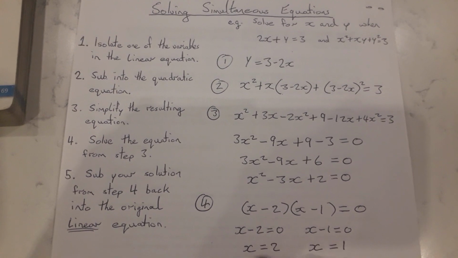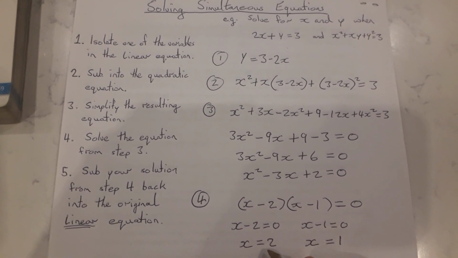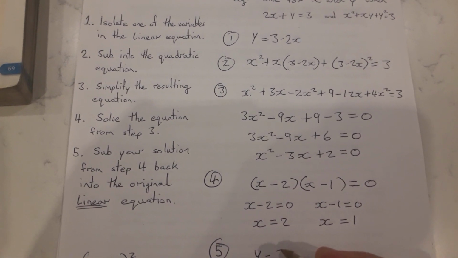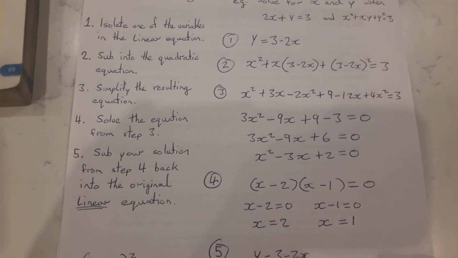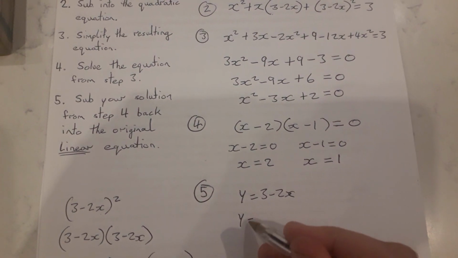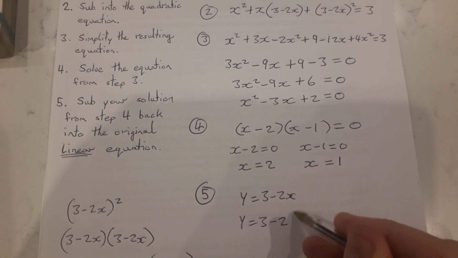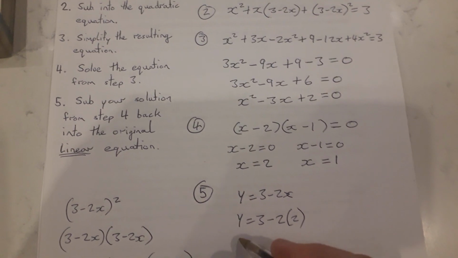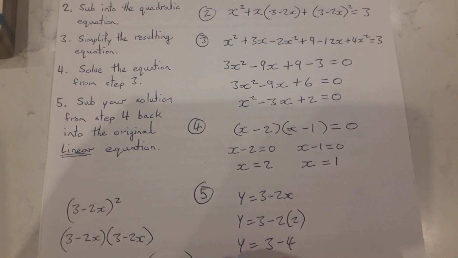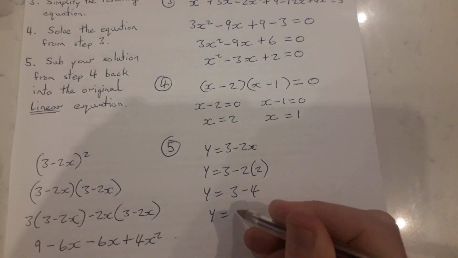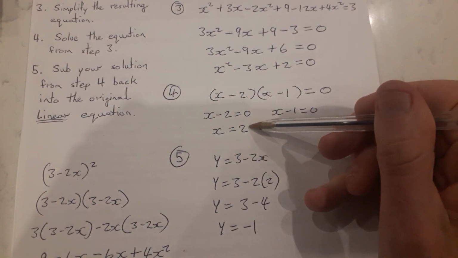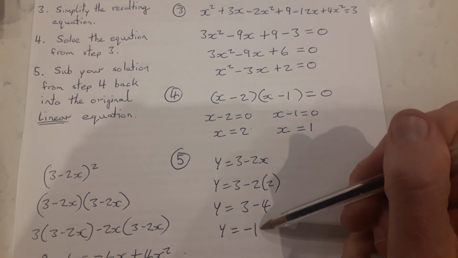we might first of all sub in x equal to 2. So we have our linear as y equal to 3 minus 2x. And if x is 2, then y is equal to 3 minus 2 times 2. Y is equal to 3 minus 4. Y is equal to minus 1. So that's one of my solutions. X is equal to 2. Y is equal to minus 1.